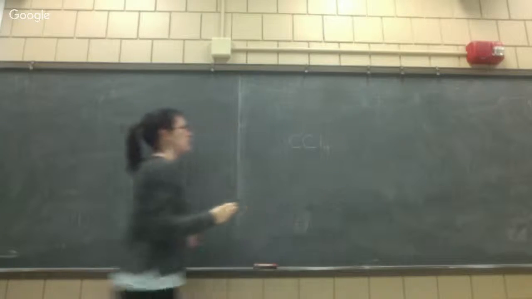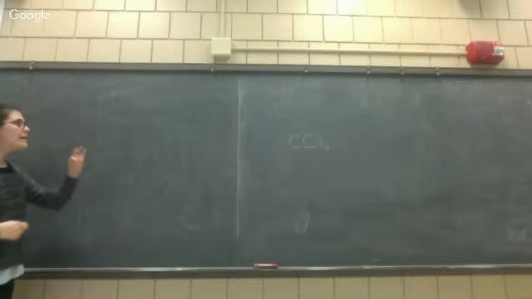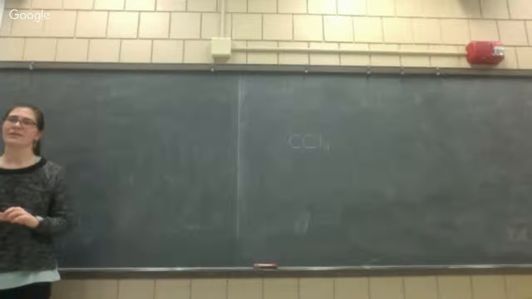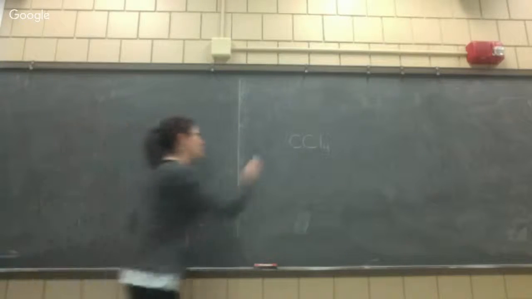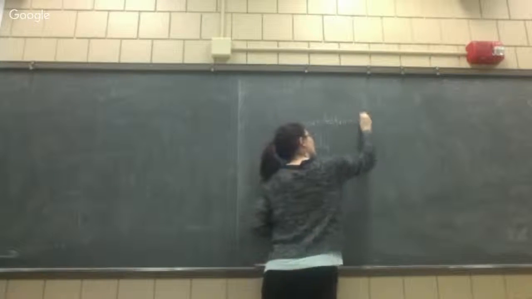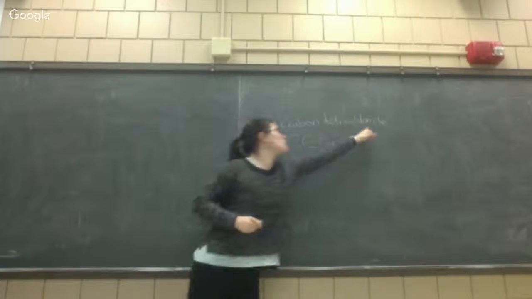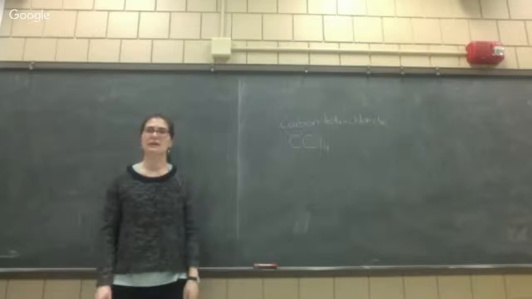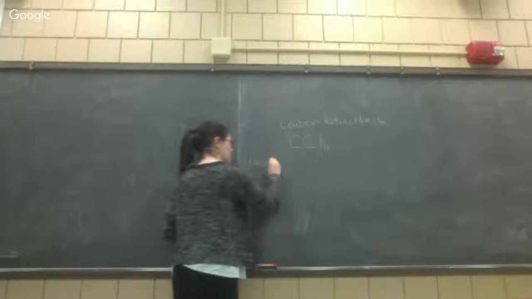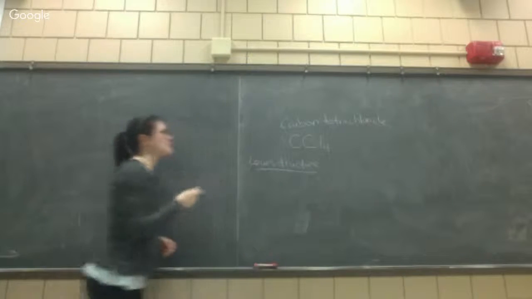CCl4. Okay, so we have CCl4. Does anybody remember how to name that? It's carbon tetrachloride. Good. That's the name. So carbon tetrachloride: C for carbon, Cl for chloride, and the 4 tells us that we have 4 of those chlorides. So we want to draw the Lewis structure. How are we going to draw the Lewis structure for carbon tetrachloride?